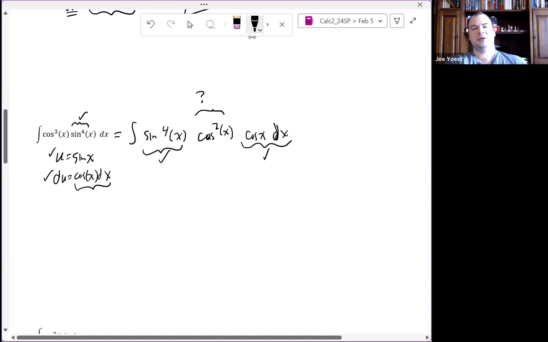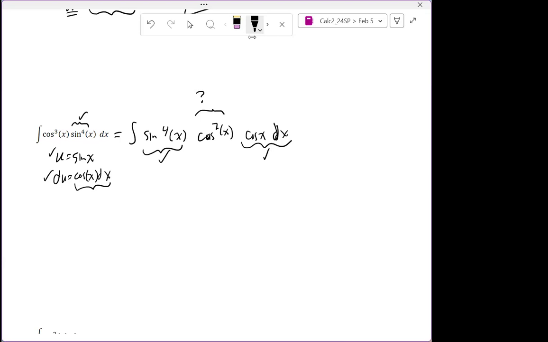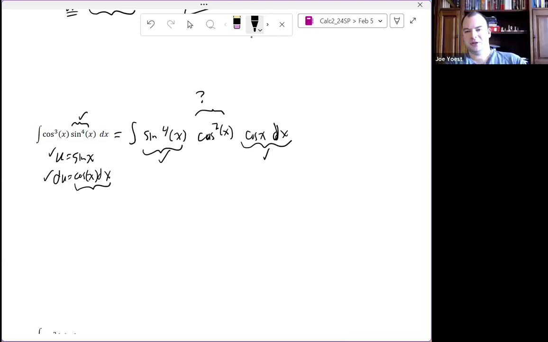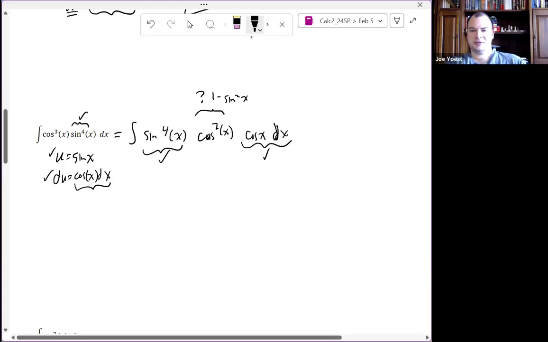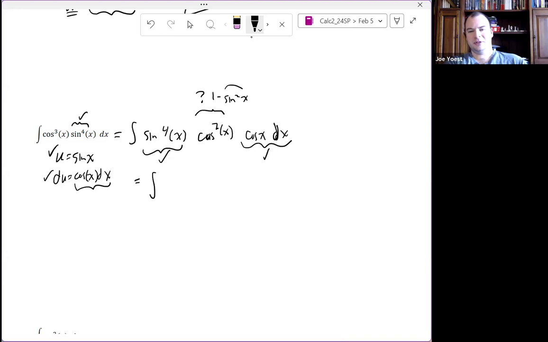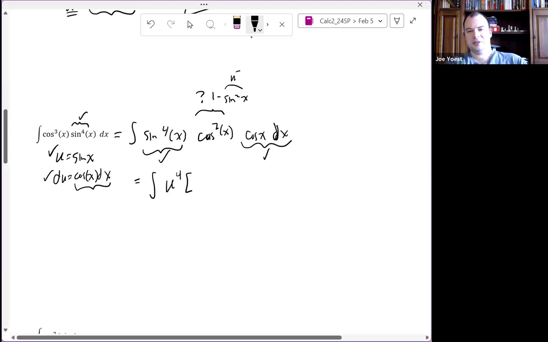I have this extra cos squared x, right? 1 minus sine squared x. Exactly, yeah. So cos squared is 1 minus sine squared x. Or in other words, 1 minus u squared. So I can rewrite this as integral of u to the 4th times 1 minus u squared du.